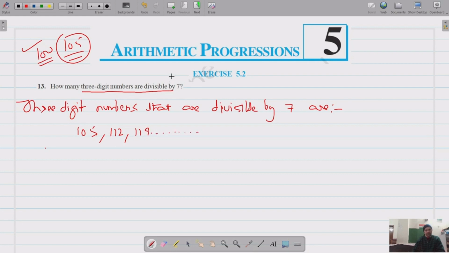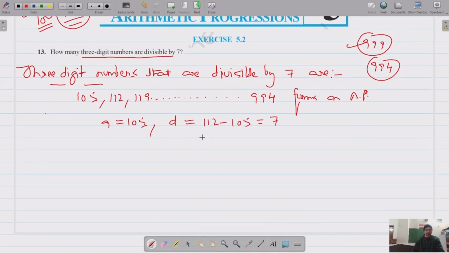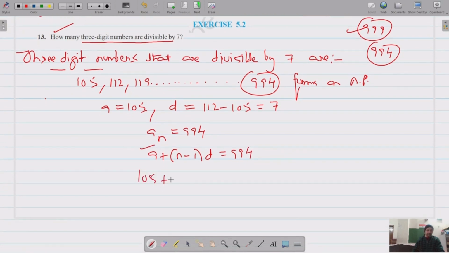If you go on adding 7, the last three-digit number is 999, but that is not divisible by 7. If we check, it's 994, the last three-digit number that's divisible by 7. These numbers form an AP, so A is 105 and D is 112 minus 105, that's 7. We have to find the number of terms, so let's say the nth term is 994, and A plus n minus 1 into D is 994, with A as 105 and D as 7.